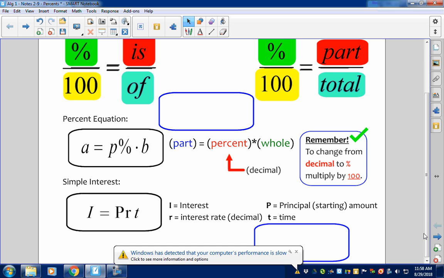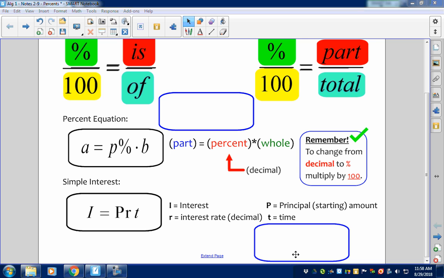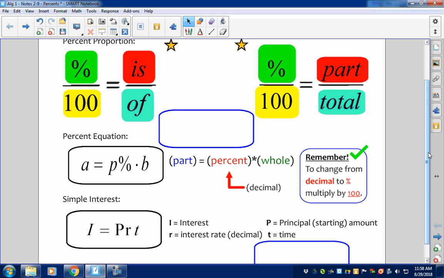Okay, it's going to keep telling me my performance is slow. Oh boy. All right, so that's the interest equation. So we're going to go through today, and we're going to set up proportions where x is in the percent category, where x is the is part and x is the of part.